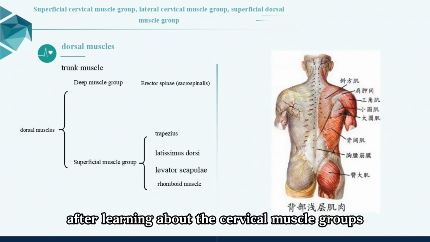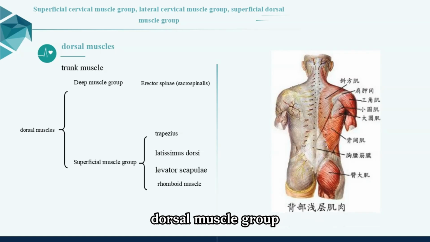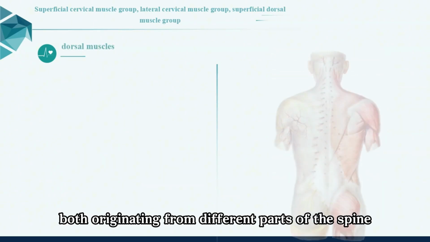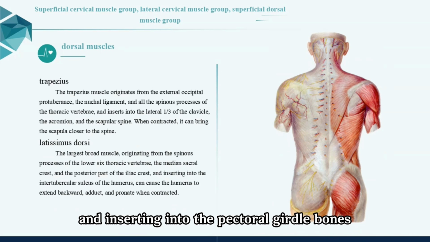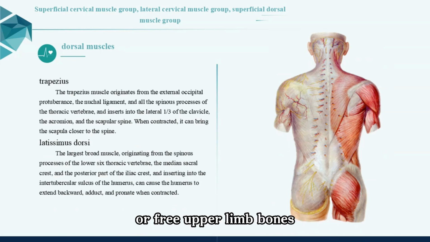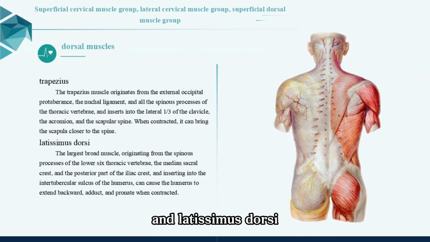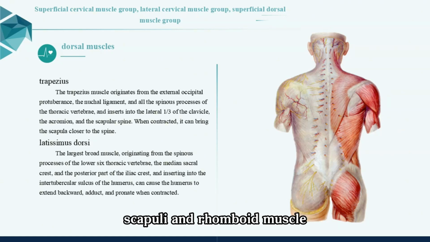After learning about the cervical muscle groups, now we are going to study the superficial dorsal muscle group. The superficial dorsal muscles are divided into two layers, both originating from different parts of the spine and inserting into the pectoral girdle bones or free upper limb bones. The superficial layer includes the trapezius and latissimus dorsi. The deep surface of the superficial layer contains the levator scapulae and rhomboid muscle.